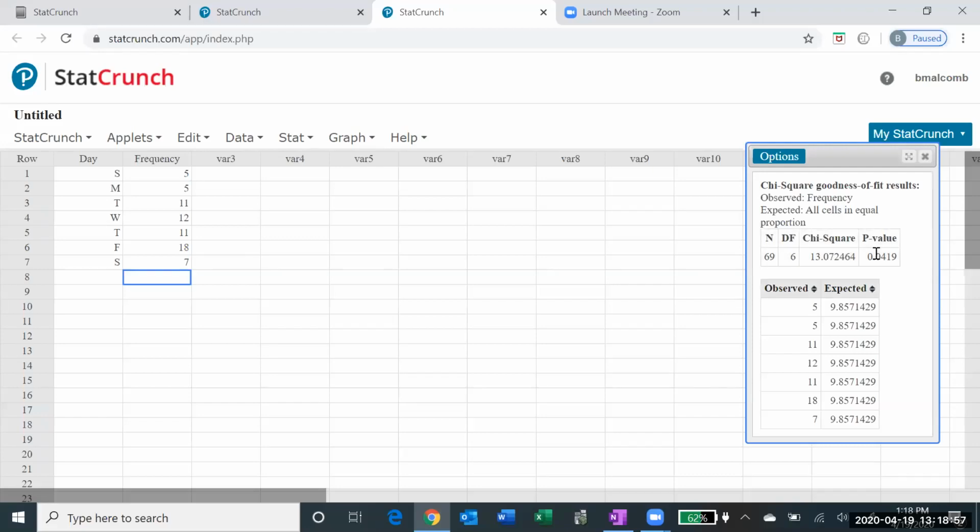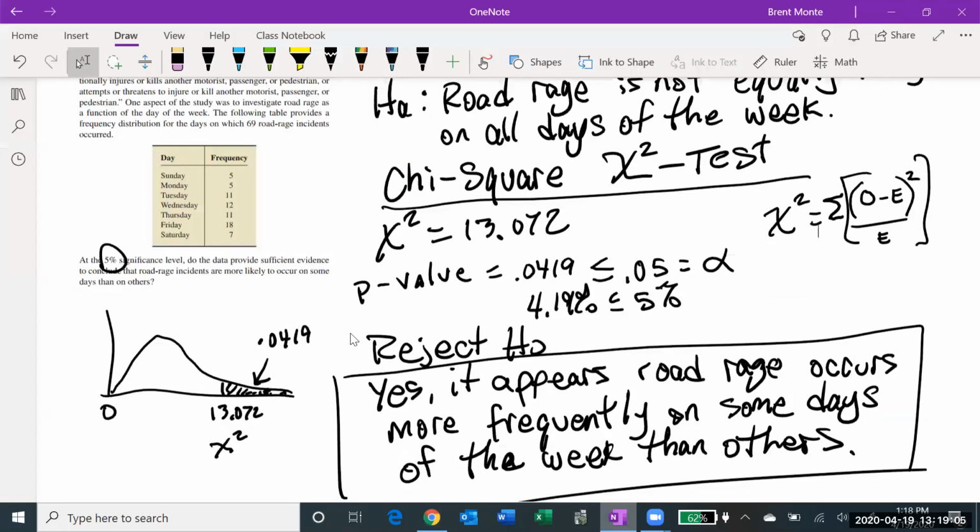Here's my output over here. I don't even have to write those down, I already have them written down on the other page. So notice it's 13.072 and a 0.0419. I went up to more decimals than they usually ask us for on the calculator or on the computer. But that's what I got. Again, here's a picture of what's happening. There's my chi-square value. I listed it here because oftentimes they'll ask us on the computer what it is.